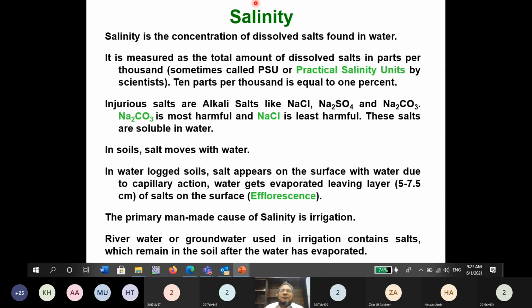Now after drainage, we would like to discuss salinity. Salinity is the concentration of dissolved salts found in water, that is called salinity. It is measured as the total amount of dissolved salt in parts per thousand, sometimes called PSU, practical salinity units, by certain scientists. 10 parts per thousand is equal to 1%. 10 over 1000 means 1 over 100. So 1%. All right. So that is salinity: concentration of dissolved salts, if those are in water, that is called salinity.